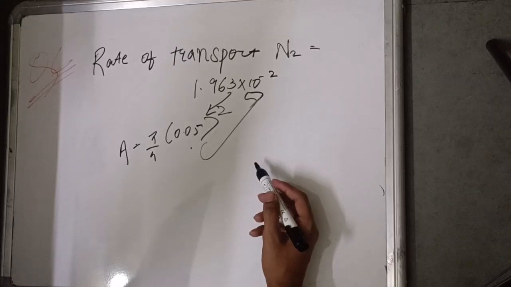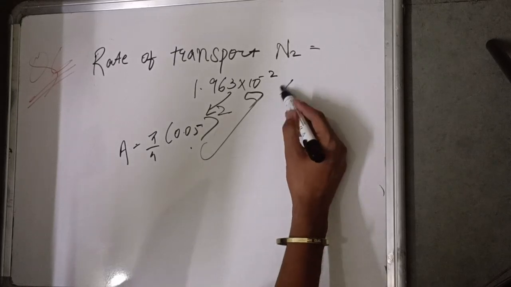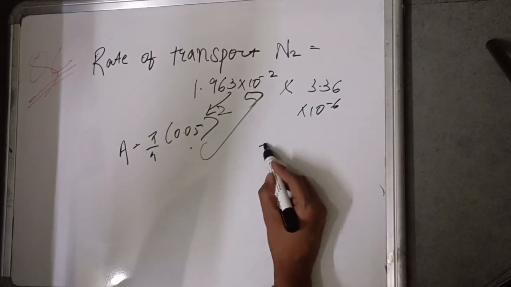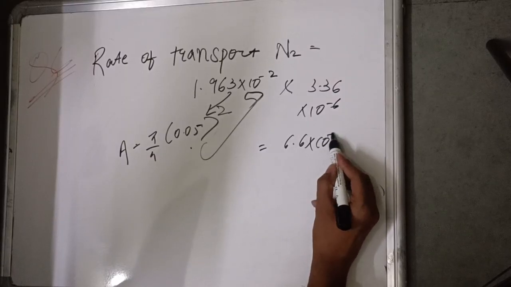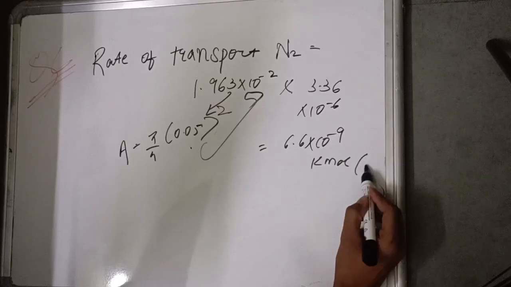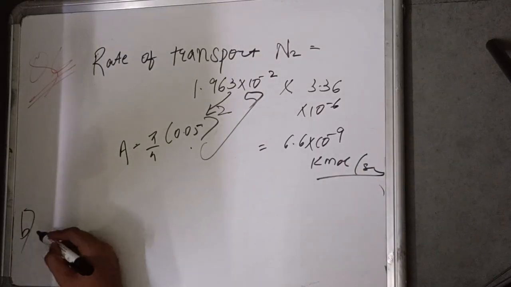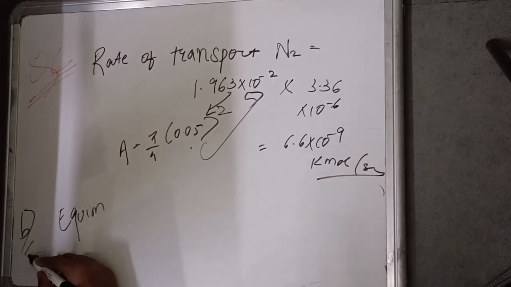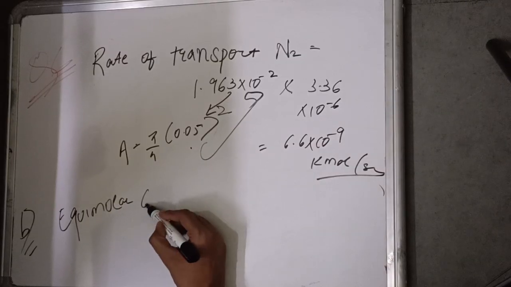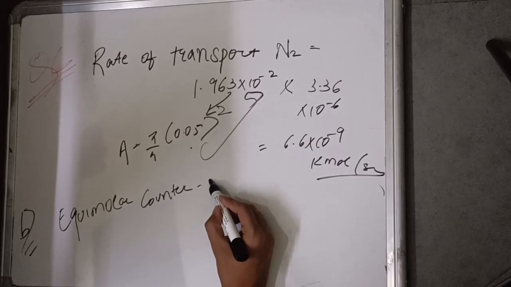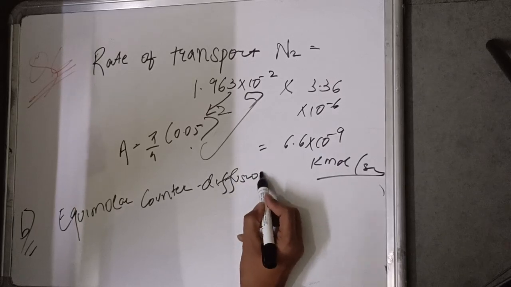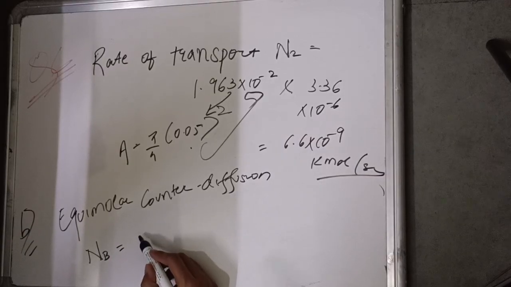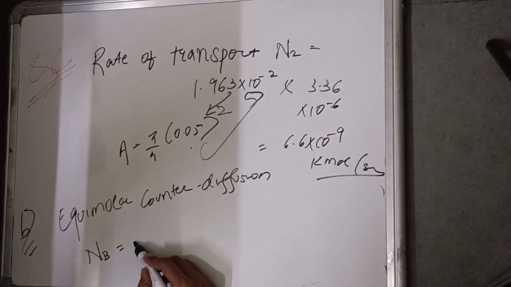From this we have the rate of transport of N2, meaning area into diffusivity, which we have just calculated as 3.36 into 10 to the power minus 6, which is coming as 6.6 into 10 to the power minus 9 kilomole per second. Since in the question it is given that it is equimolar, for part B we are talking about equimolar counter diffusion, which means that the rate of transfer of oxygen would be the same as the rate of transfer of nitrogen, but with a negative sign.